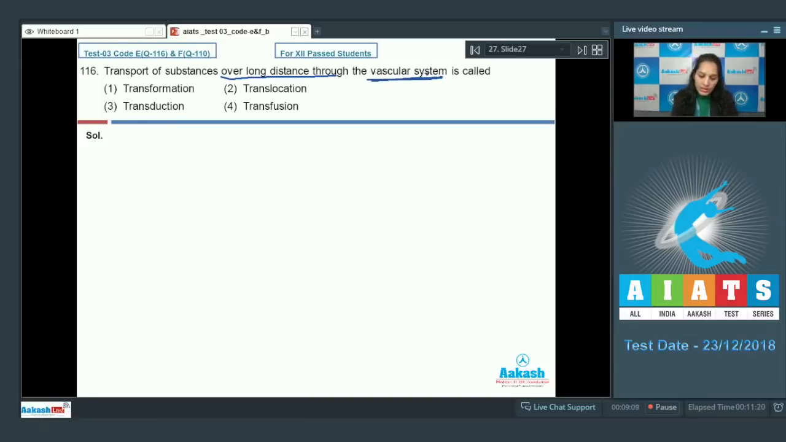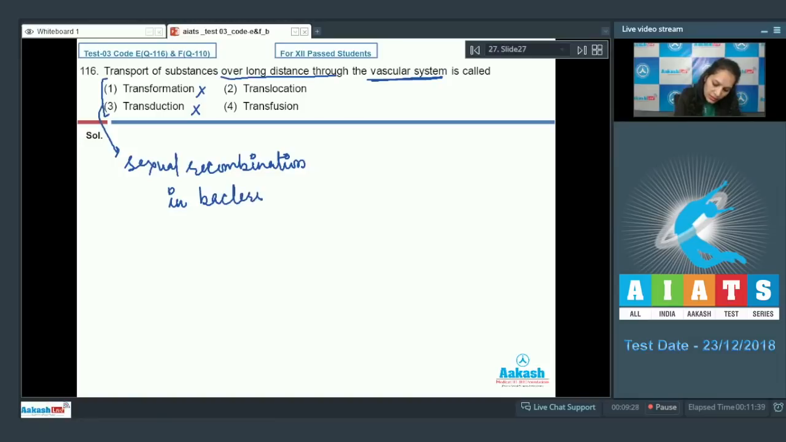These two options are ruled out, as you know that transformation and transduction are modes of sexual recombination in bacteria, not the methods of water transport. Transfusion, no, this is not the method by which transport of substances can take place. The second option is translocation. Yes, through translocation, the transport of substances over the long distances is done. So the correct option for the given question is option number 2. Let's move on to the next question.